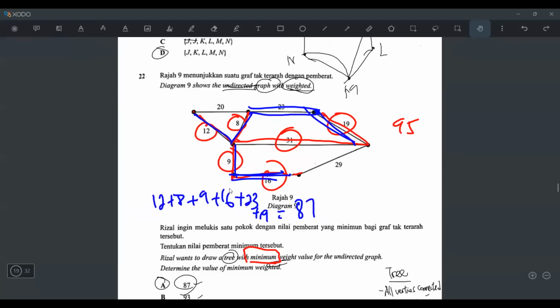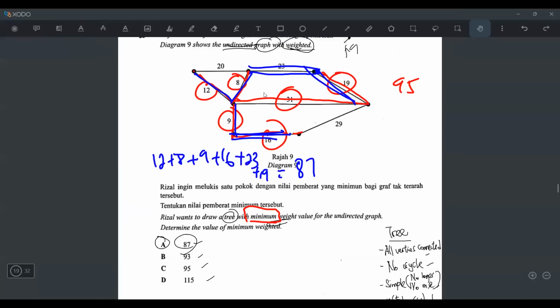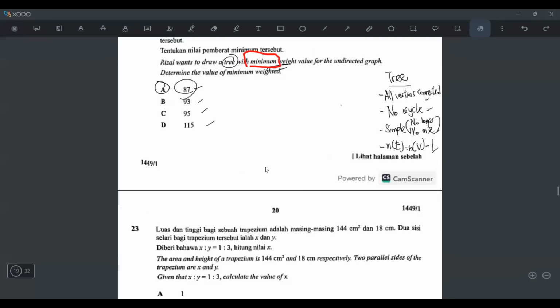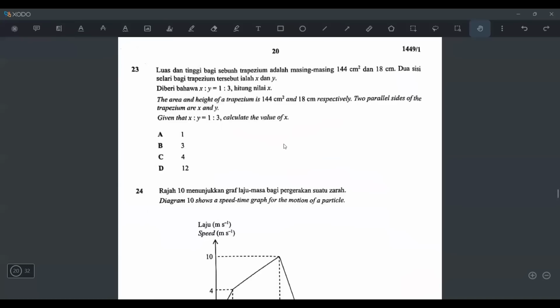For this type of question, you have to keep trying and see whether there is any tree with a smaller weight, because they want the minimum weight value. So this is how you do it. This is how I would do this question. Hope you understand.